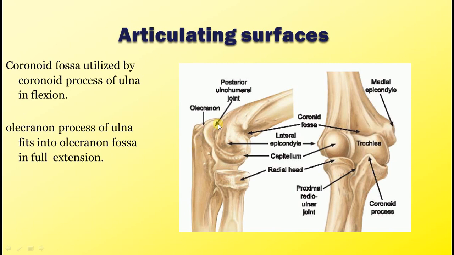As I told you, there is a bit of the lateral surface and also a bit of medial surface which is not utilized. In full extension, it is the lateral part which is not utilized, and in full flexion, the medial part is not utilized. So that is why they are not completely congruent.